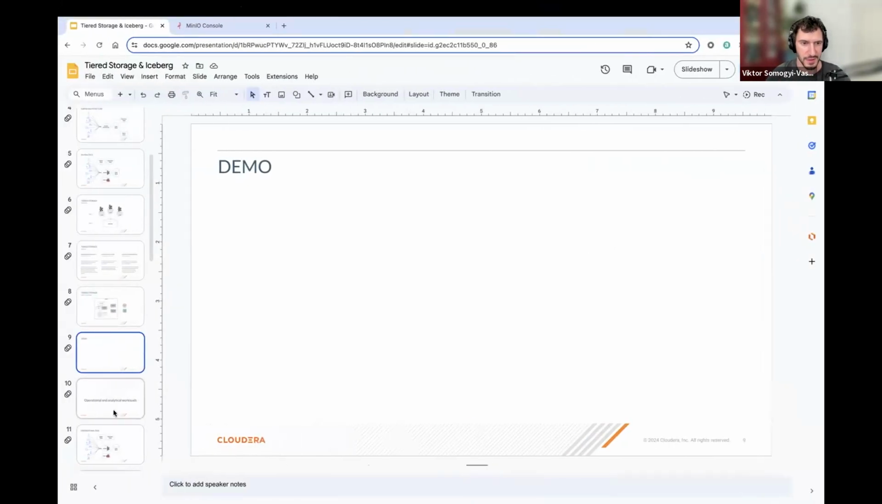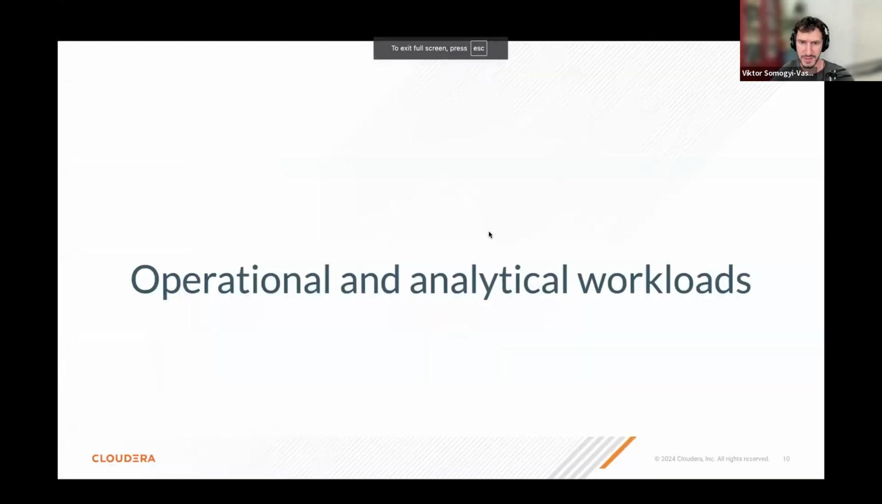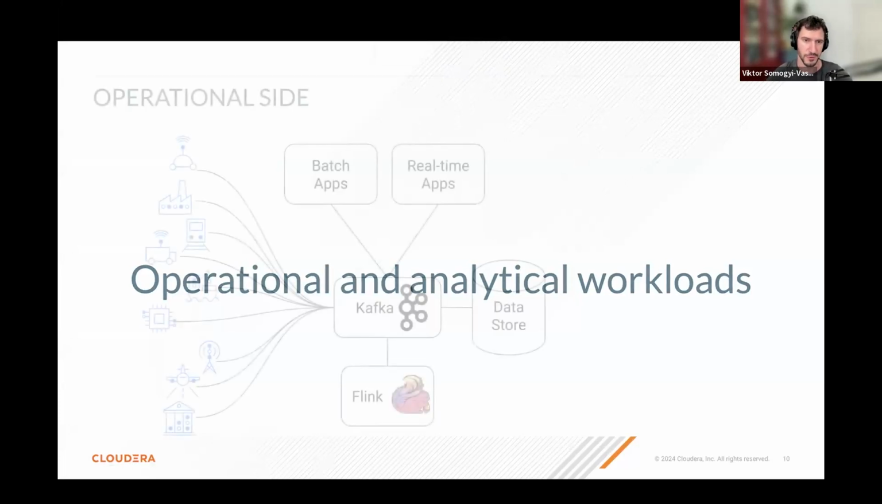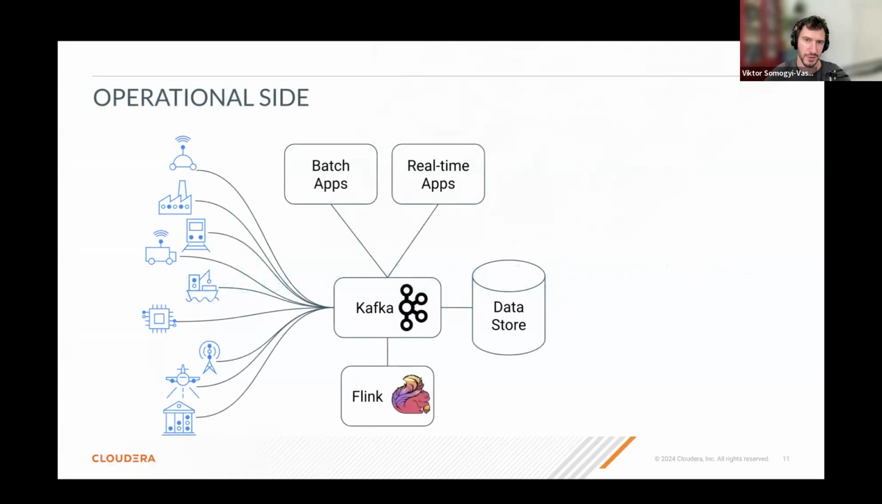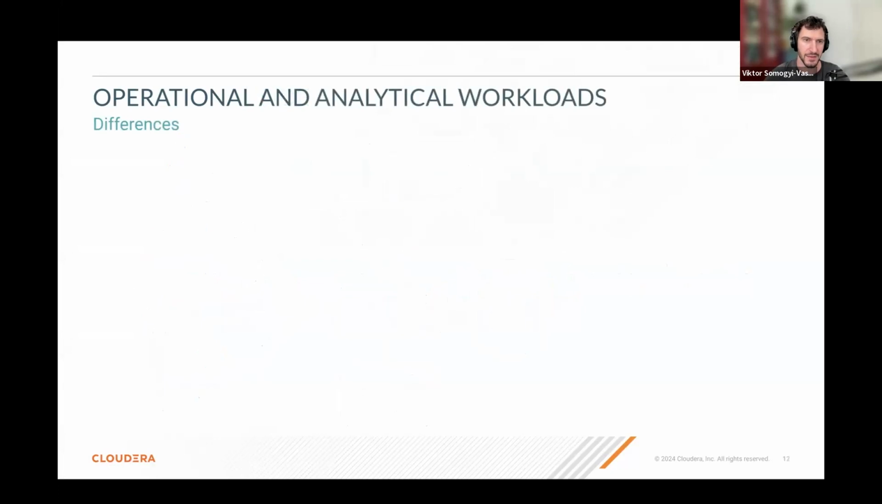As anticipated, let's take a look at the other side of the table and compare how analytical workloads are different from operational ones. So what we had on the operational side so far is this. We had a Kafka instance. Well, in my example, we didn't have Flink because we didn't have to transform records, but you can easily imagine it's there. And we had batch applications, and a real-time application for now, that producer. So what are the differences, and how does Iceberg come together with Kafka?